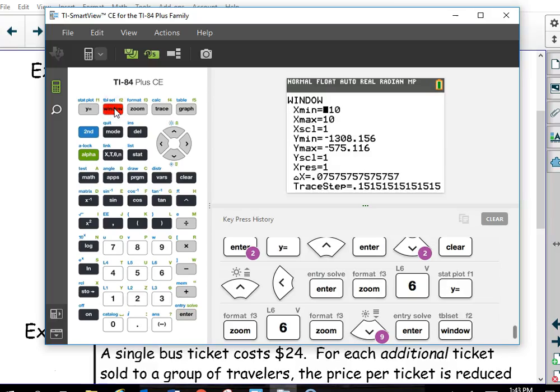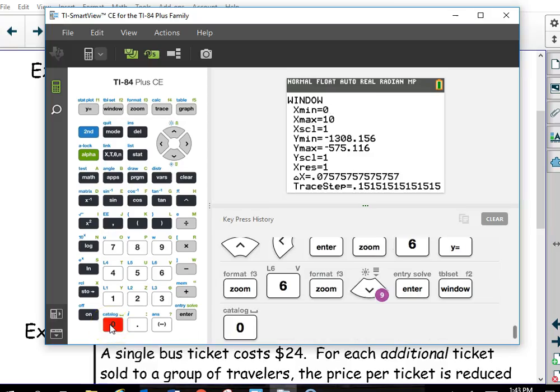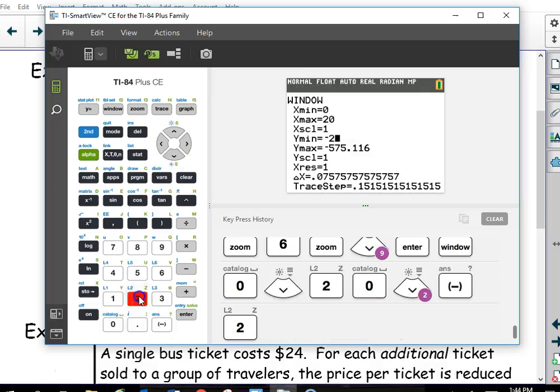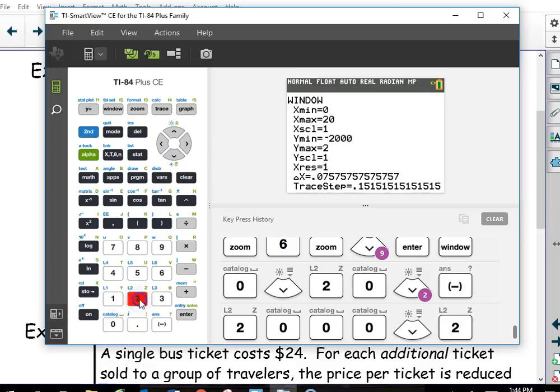So I go to window and I start basically playing around with my window settings. I know that my x-min doesn't need to be over 0, because this is a pretty low mean temperature. X-max, I'm not sure where my equation is, but I'm going to double it. My y-mins are kind of interesting. I just try to level them out. I like to have the same number on both as y-min and y-max. Let's see where it shows up.